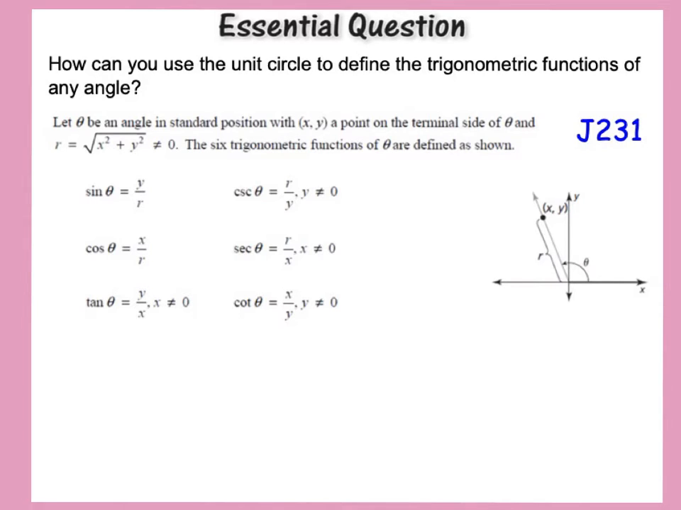Cosine theta is x over r, and its reciprocal function secant theta is r over x, and again x cannot equal 0. And tangent theta is y over x, x cannot equal 0, and cotangent theta is x over y, and y can't equal 0.